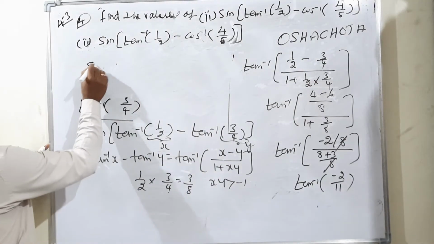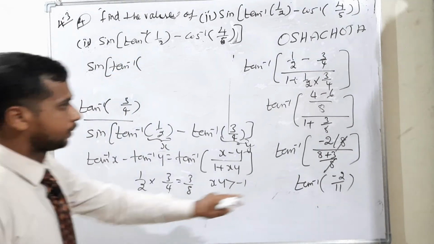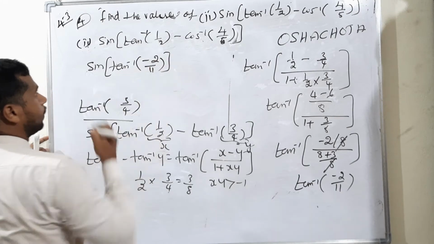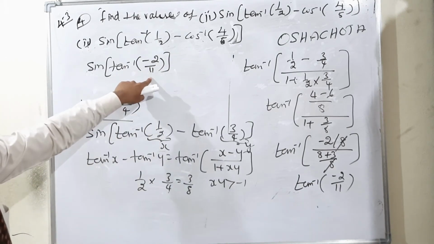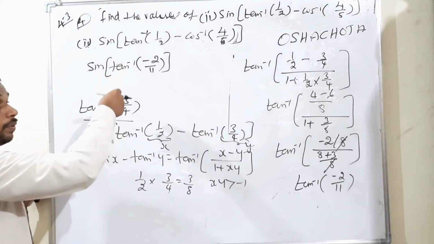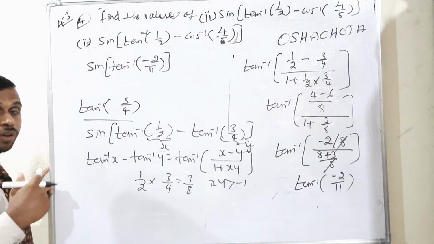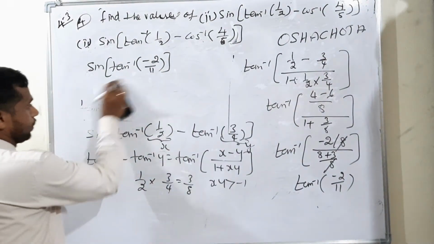So, sin of tan inverse minus 2 by 11. Now, this is the answer for tan inverse minus 2 by 11. But inside, sin inverse will also come, meaning sin and sin inverse cancel, so we will write it according to the property of inverse trigonometric functions. Okay, listen very carefully.